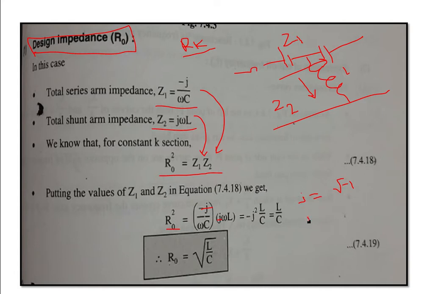That's why here is the equation, where j squared is equal to minus 1. So this is minus 1, and here is the minus sign, minus minus plus, therefore the equation will become R0 squared, which is equal to L upon C. Therefore R0, which is equal to root of L upon C, is the design impedance of the band pass filter.